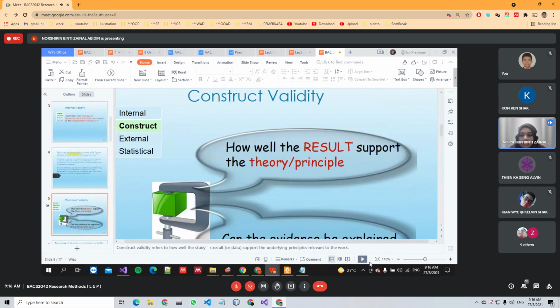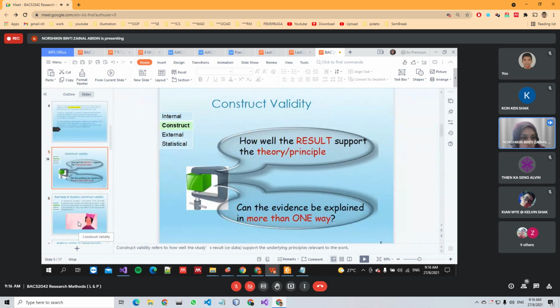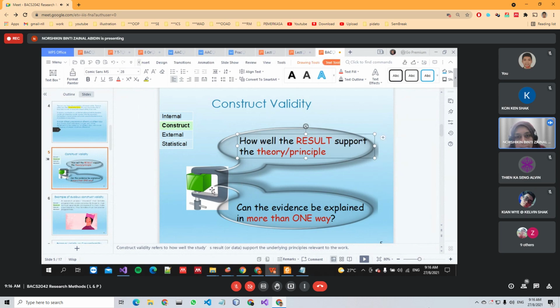This one is construct validity. So what is construct validity? Construct validity is actually referring to the degree which inference can be made from the operationalizations in our study. As you can see here, how well can the result from your analysis support the theory or the principle of your research, or can the evidence be explained in one or more way?